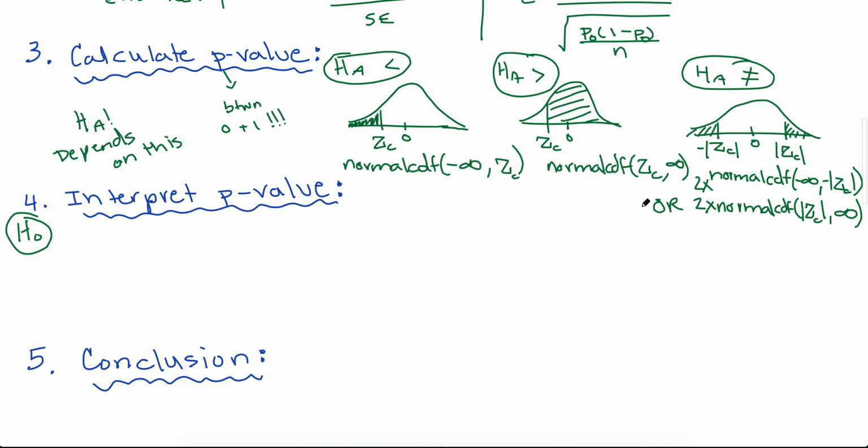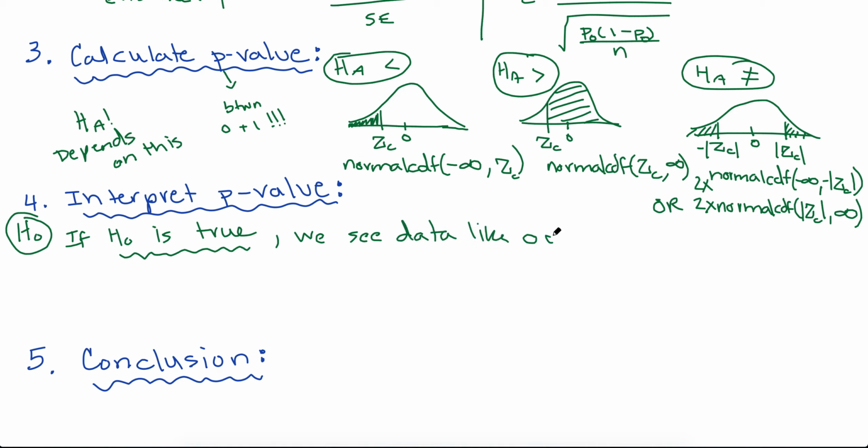So let's put that in our wording here. If H naught is true, okay, so let me underline that. You would put that in context depending on your problem. What does it mean for the null to be true? The proportion is whatever value. We would see data like ours or more extreme.